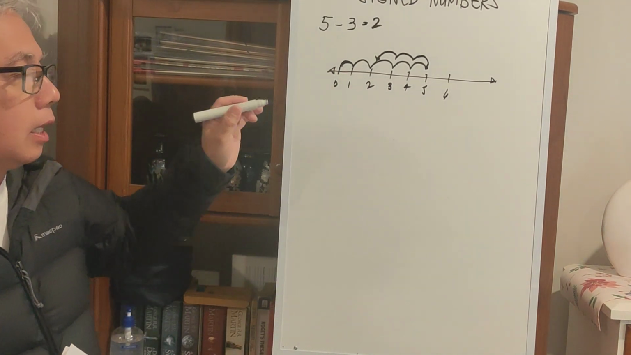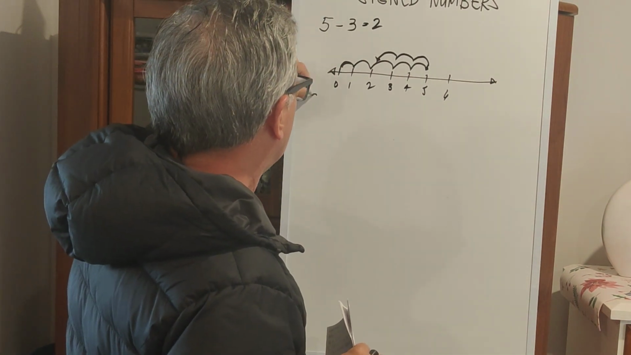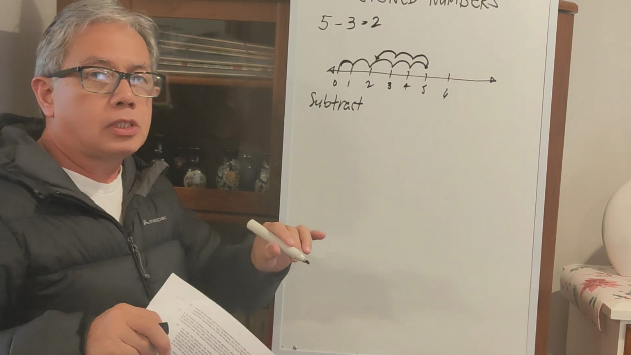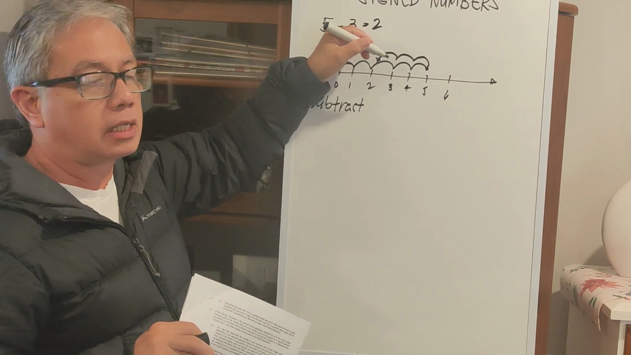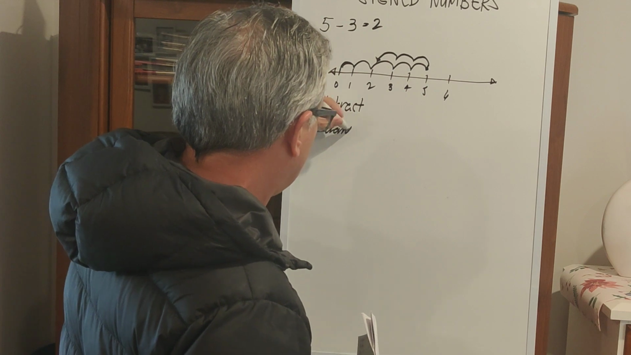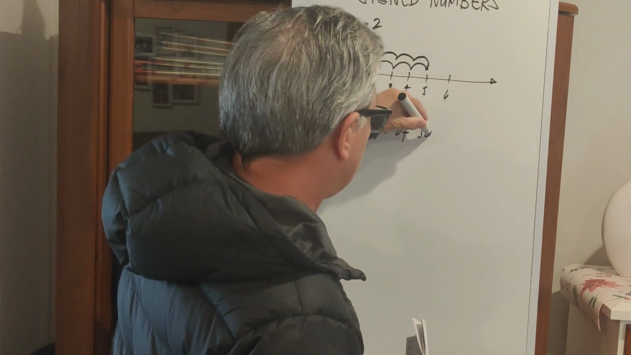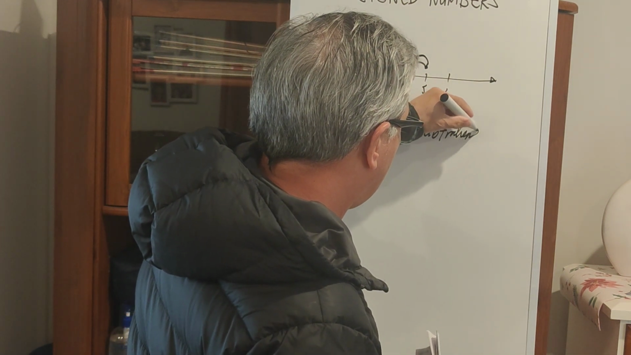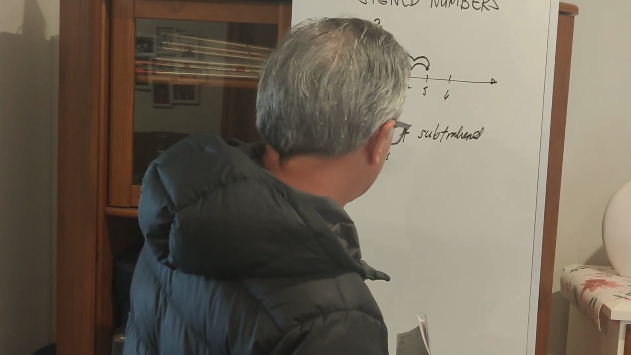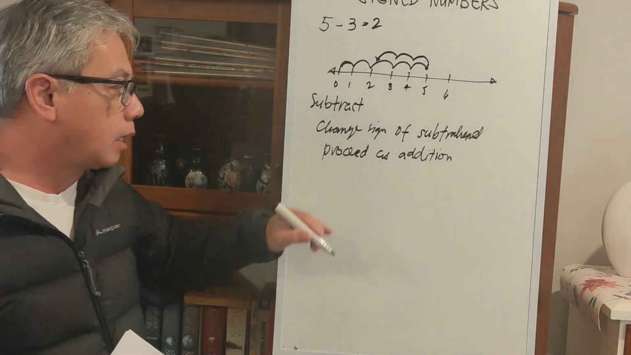As a summary, when you subtract, what happens is you change the sign of the subtrahend, the second number, and then you proceed as addition. Change the sign of the subtrahend, the second number, proceed as addition. So let's make 4 examples.